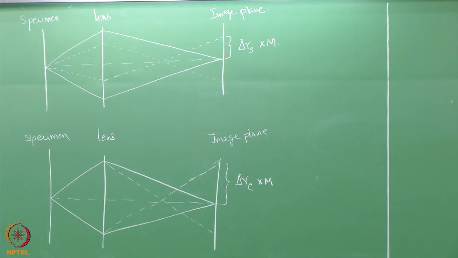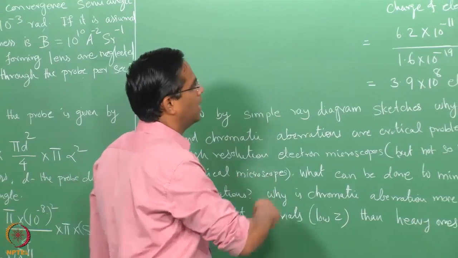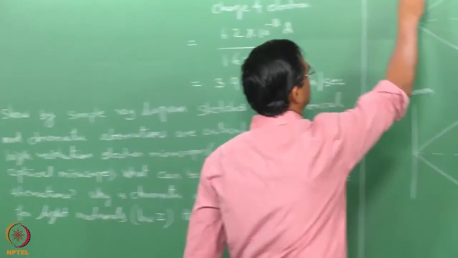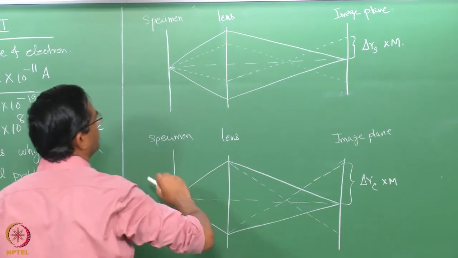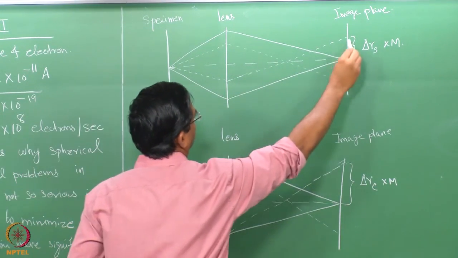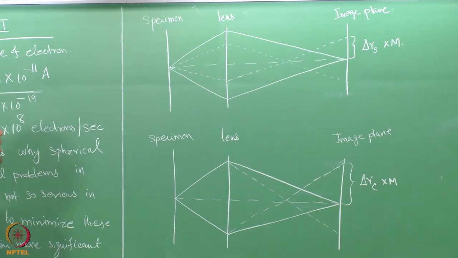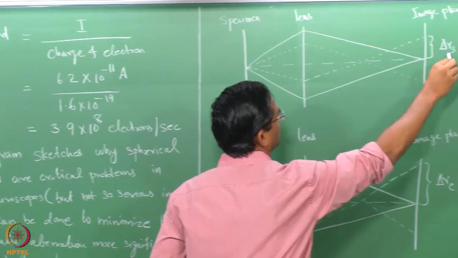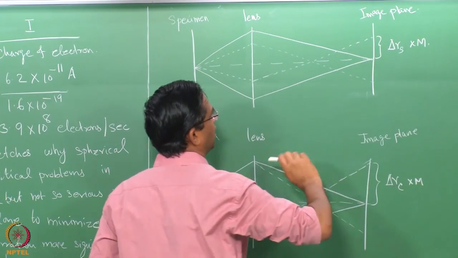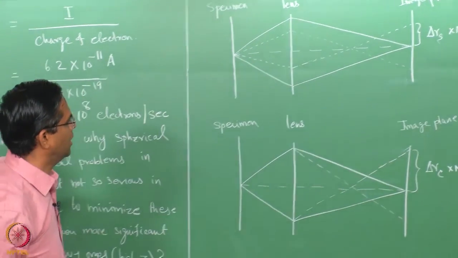So, the first part of this question: show the chromatic aberration and spherical aberration by simple ray diagram. This is how it is drawn. This is a specimen, this is a lens, and this is an image plane, and this is how your aberration disk, which we talked about in the lecture in detail, and this is the delta R due to spherical aberration. Of course, with appropriate magnification it will be there.